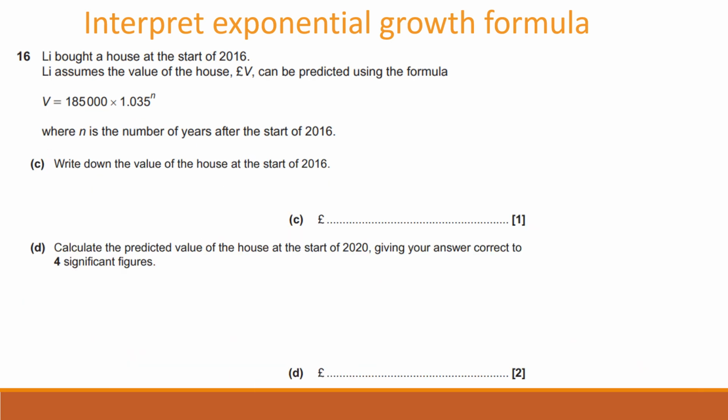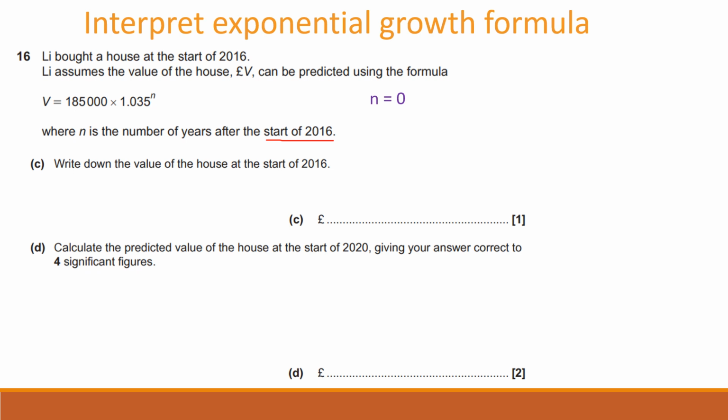Part C is still linking to this same formula, and we've now got to write down the value of the house at the start of 2016. And we're told that this formula works from 2016. So in the question it says where n is the number of years after the start of 2016. So this is our starting point, or our initial value. So initially, when we're in 2016, no time has passed, so we say n is equal to 0.